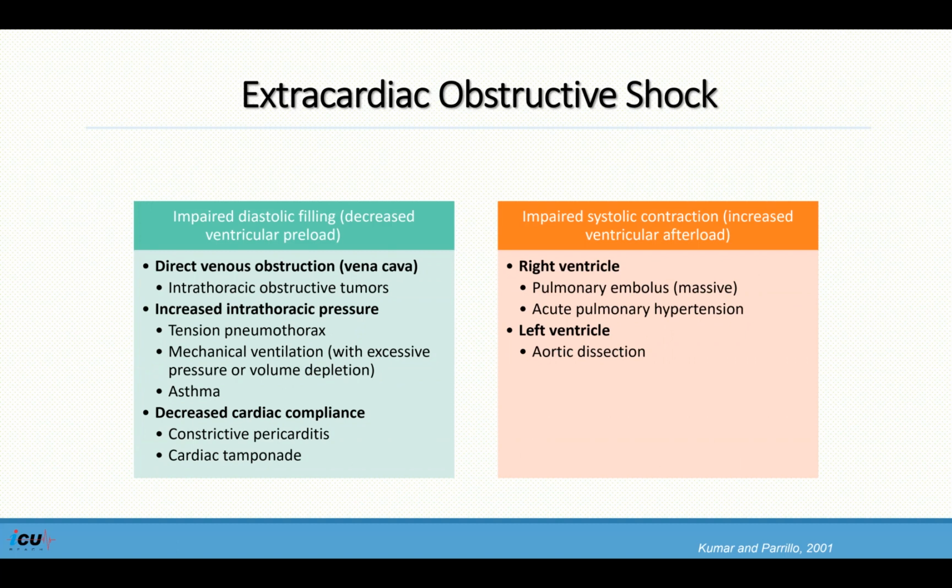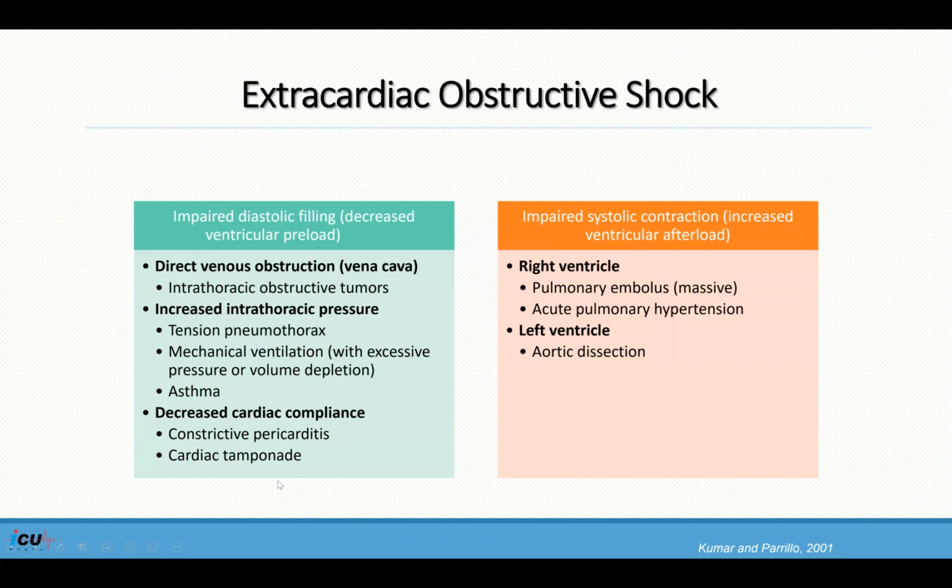However, we have here the causes of extracardiac obstructive shock. You can look at impaired diastolic filling problems, such as direct venous obstruction. So the filling to the right side of the heart is impaired. We may have increased intrathoracic pressure with tension pneumothorax, with excessive PEEP in a patient who's volume depleted, and in dynamic hyperinflation syndrome of asthma, especially if you put them on the ventilator and give them high volume with shortened expiratory time.